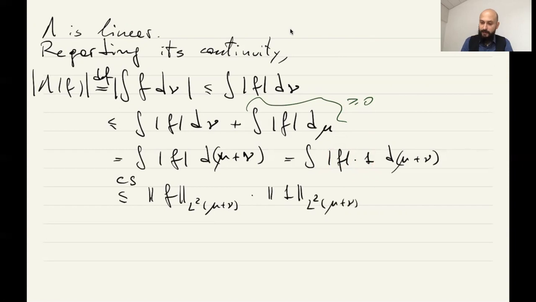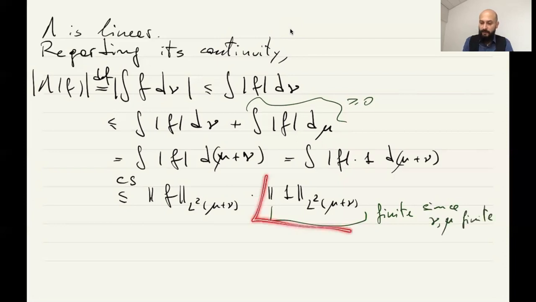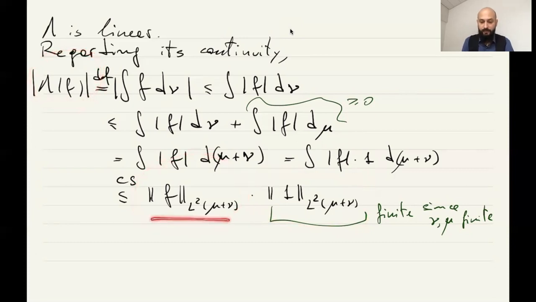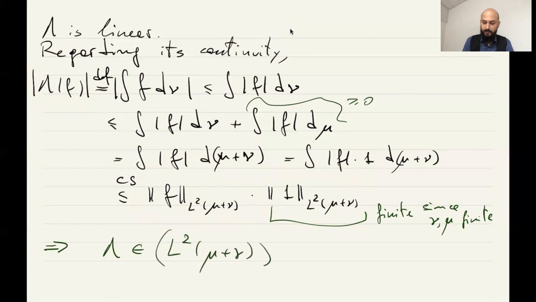And now the norm of 1 is finite because we assume that mu and nu are finite. So this is a constant that only depends on the space and the measures. And so we prove that the value is bounded by this constant times the norm of f in the space we are considering, L2. Which means that lambda is a bounded operator. Lambda is in the dual of L2 of mu plus nu.